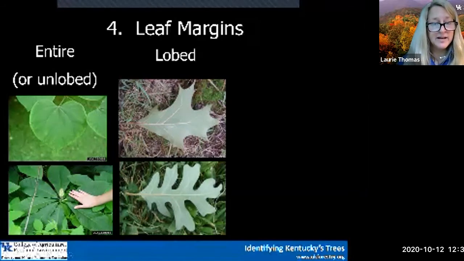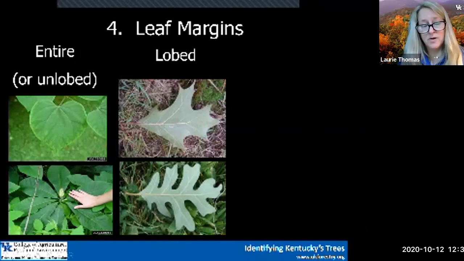You all probably recognize these as oaks. The one on the top has bristle tips on the tips of those lobes. So that indicates it is a red oak. Now, not all oak leaves will be lobed, but our red oaks will have bristle tips, even the ones that are not lobed. Most of our oaks have lobed leaves, though. We have a few that don't.